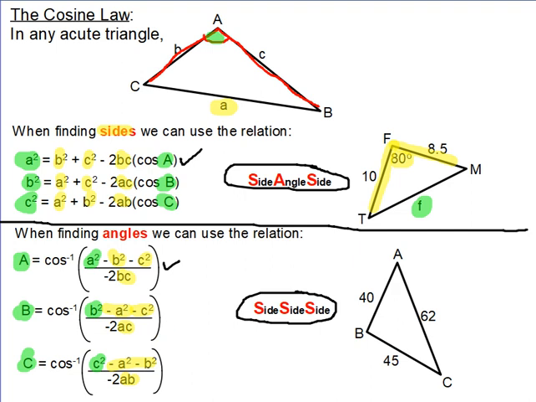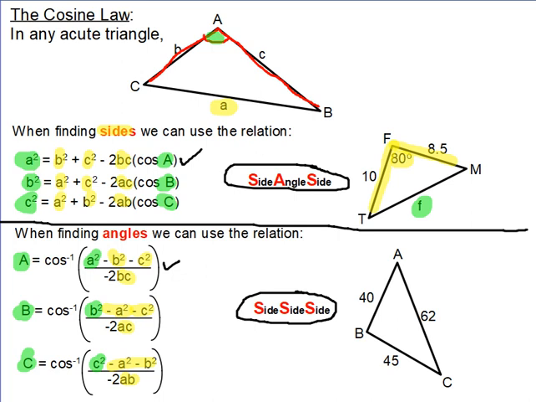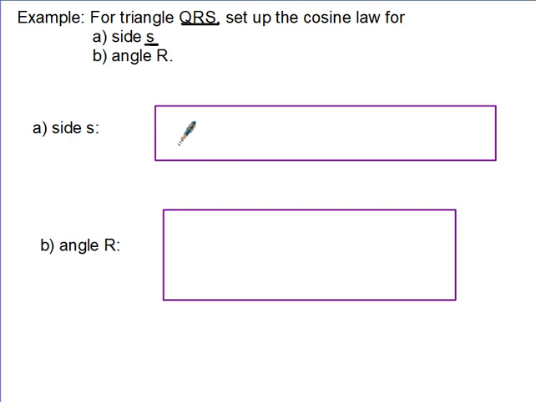The reason why is because what if we're given a random triangle like QRS? Notice how it's no longer ABC. It says here, for triangle QRS, set up the cosine law for S. So we're solving for side length S, and we're going to start off with S squared. S squared equals, because we're solving for S.